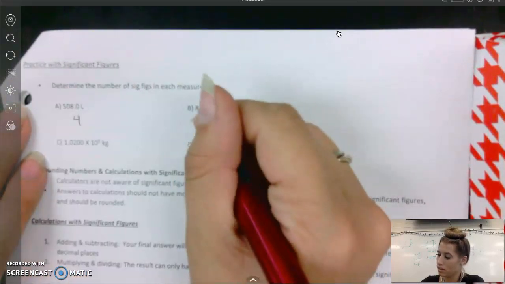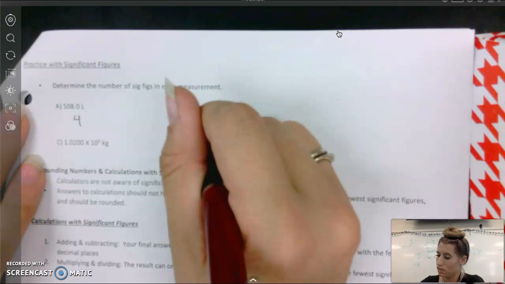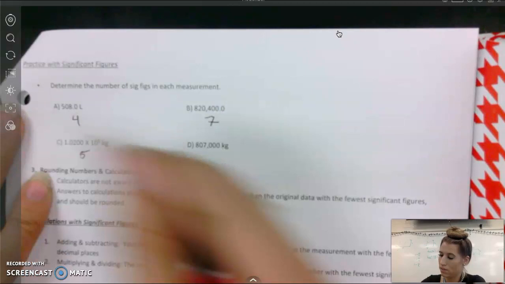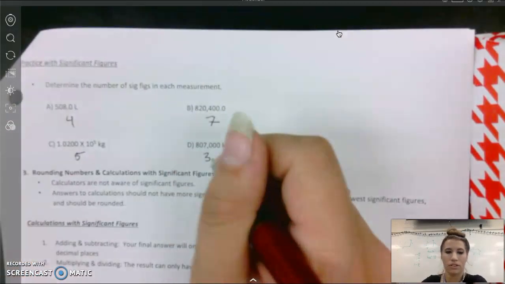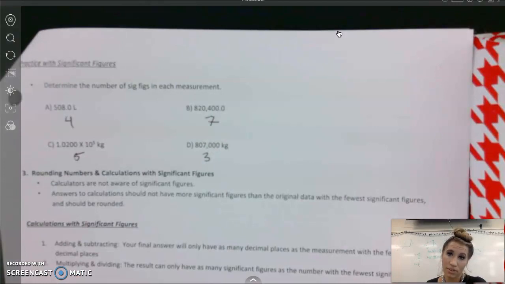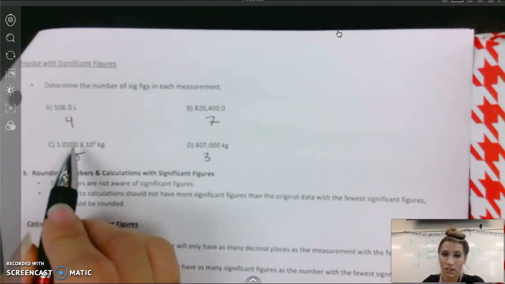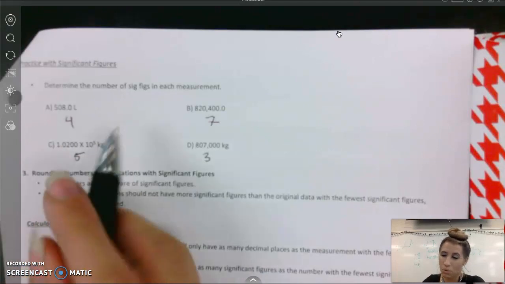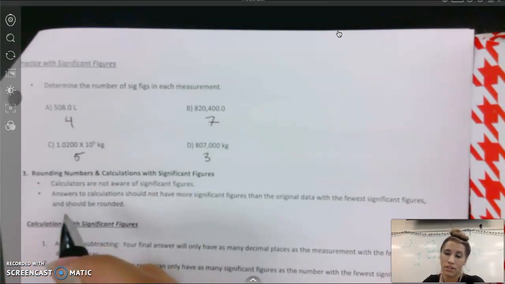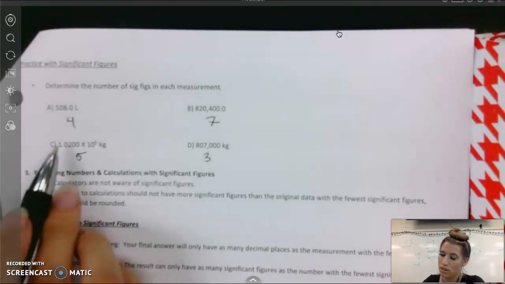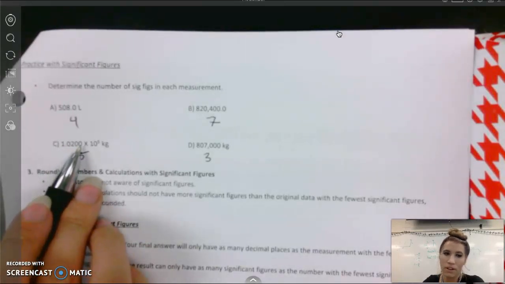4 sig figs, 7 sig figs, 5 sig figs, and 3 sig figs. Let's talk through these last 2. Now, when we have numbers in scientific notation, our coefficient here, that's significant, but this times 10 to whatever power, those are not significant digits. They still exist. We still keep them there in our calculations, but they don't come into play as far as significant figures go. And so that's why we have 1, 2, 3, 4, 5 sig figs.